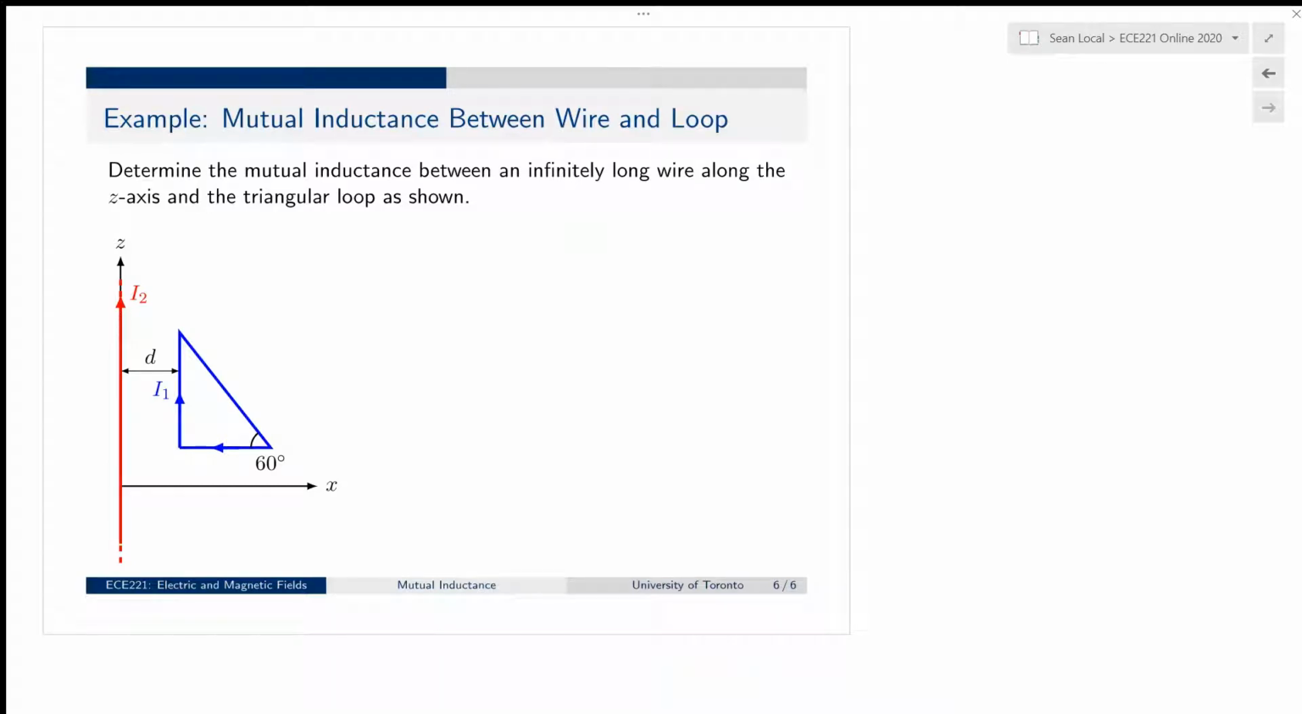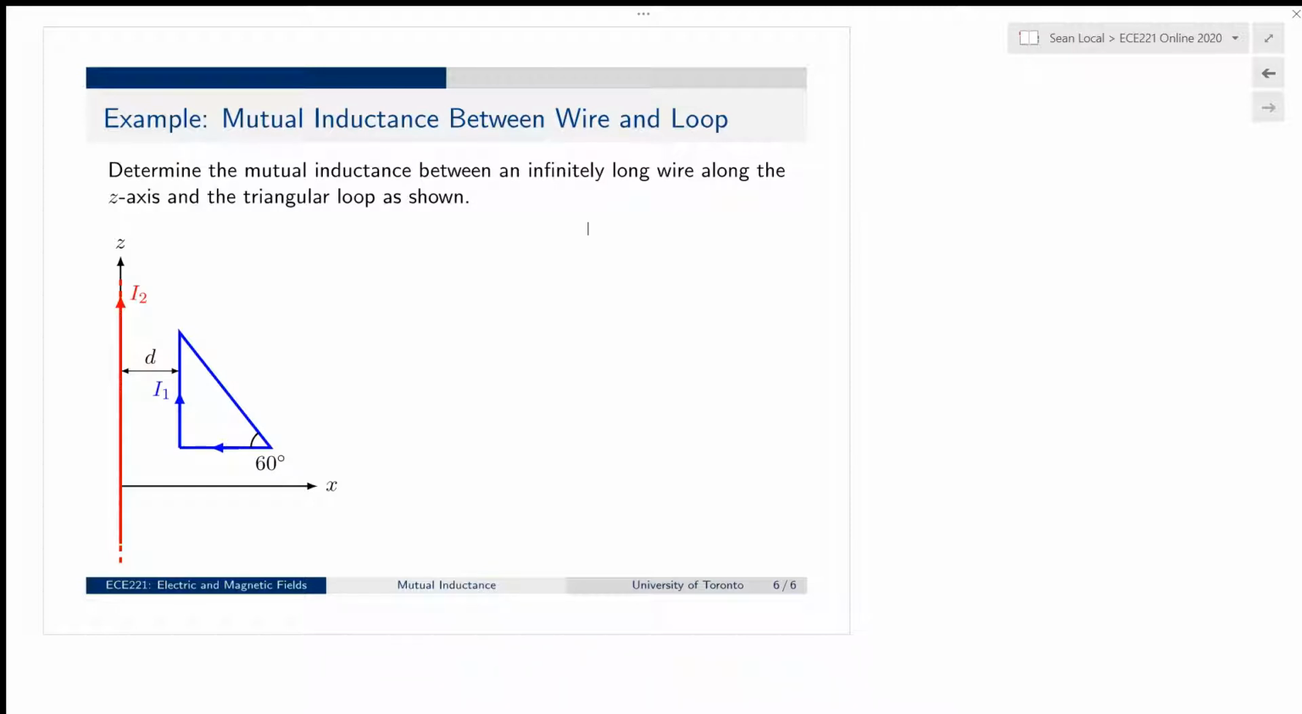So let's now solve a practical problem of calculating mutual inductance. The problem shown here is a mutual inductance between an infinitely long wire, which is shown in red, and a loop shown in blue. And I've adopted the same color scheme here. So loop 1 is in blue and carries a current I1.